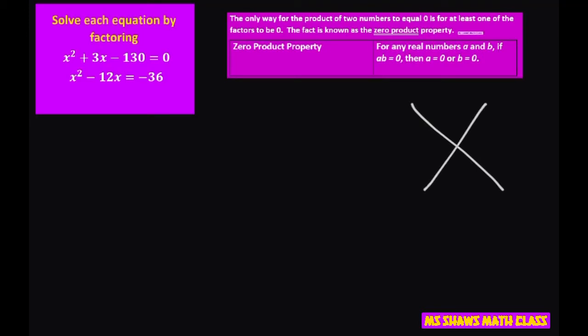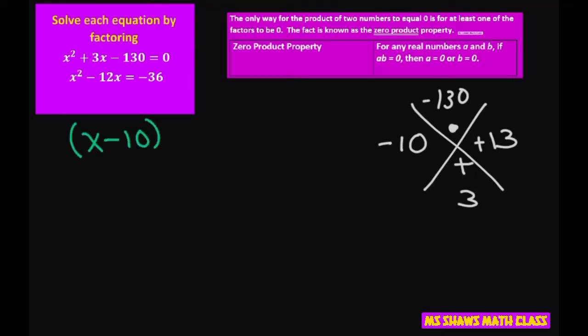We have x squared plus 3x minus 130, so we need to multiply two numbers that give you negative 130, but when you combine them, you get 3. So I think that's going to be 10 and 13, and we need a positive 3. So the 10 is going to be negative, and the 13 is going to be positive. So now we can factor this as x minus 10 times x plus 13 equals 0.